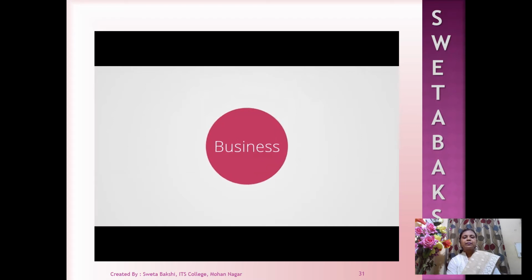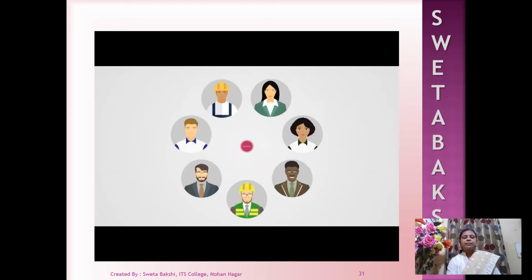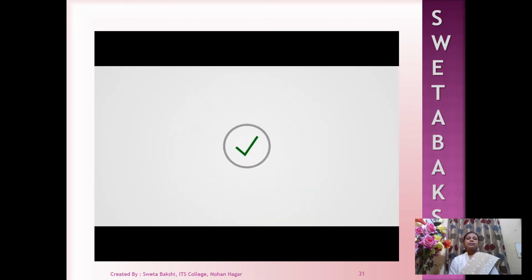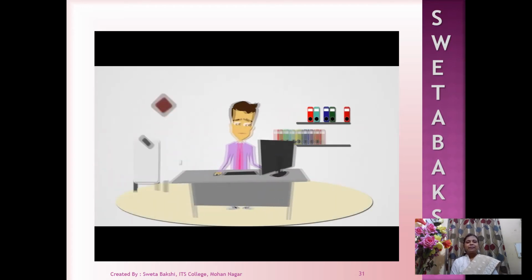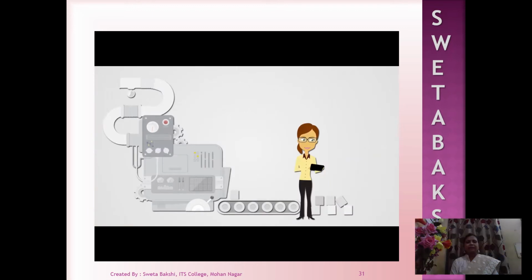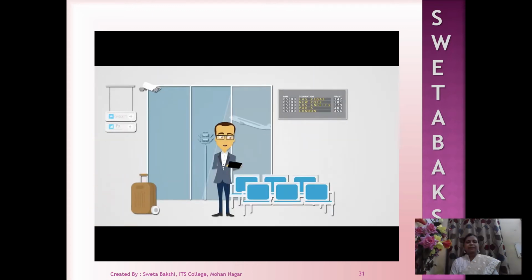Your business is a community. A community of people who work together to get things done. They need places where they can communicate, share, collaborate, and be productive. And they need this whether they are in the office, on the factory floor, or on the move.